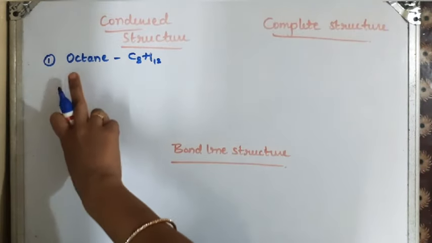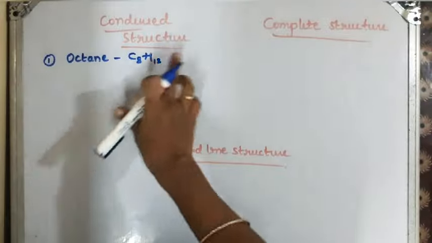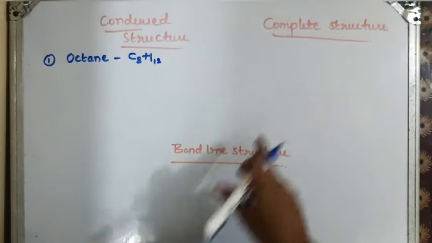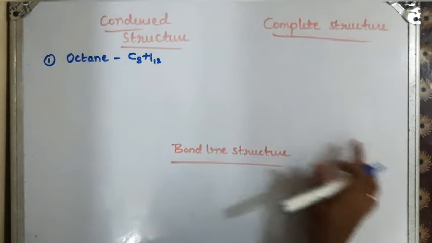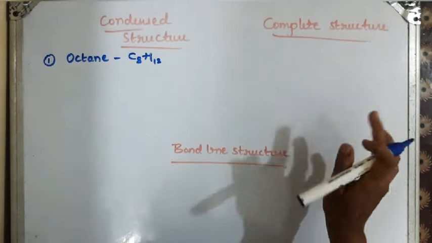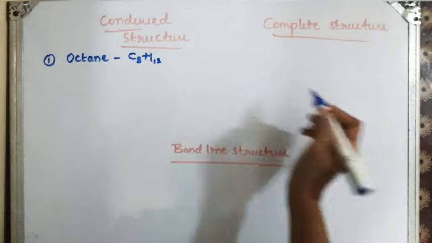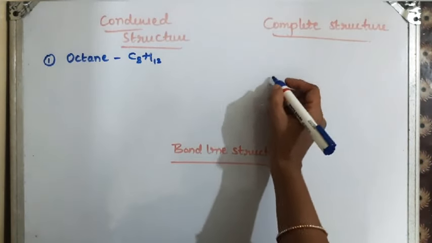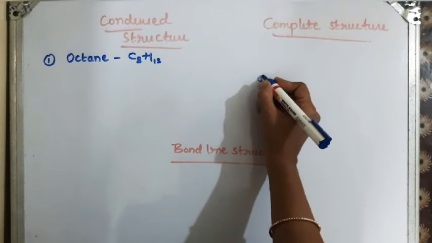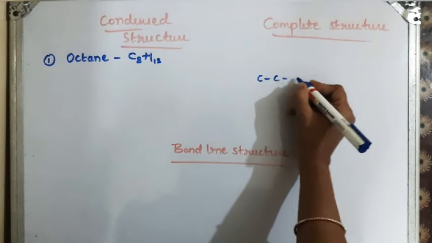All the carbons are connected by single bonds. How do we write its condensed structure, complete structure and bond line structure? First I'll write the complete structure. How many carbons are there? 8 carbons are there, joined by single bonds. So first I'll write 8 carbon atoms joined by single bonds.